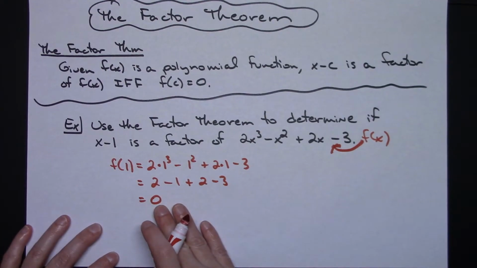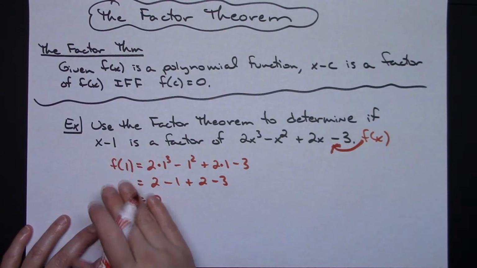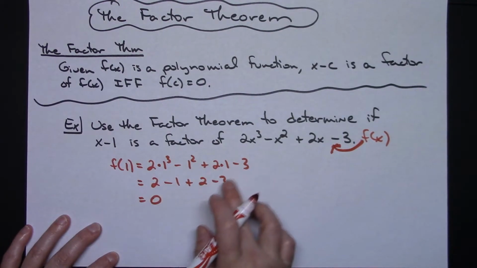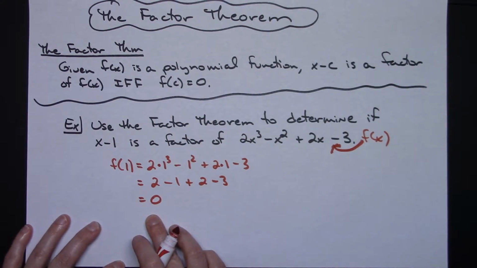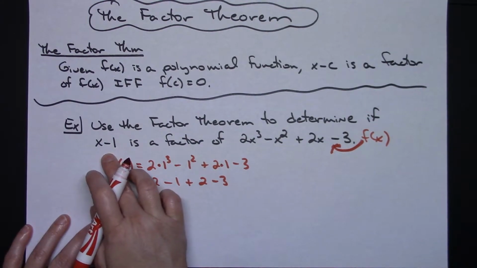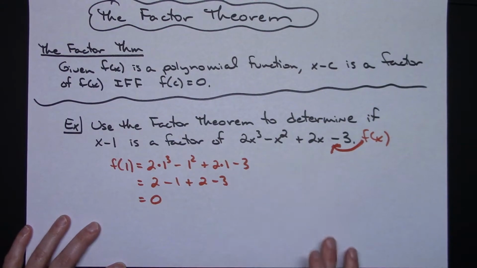Alright, that was a good thing. As long as I get 0 there, then I know this x minus 1 is a factor. If I would have evaluated that and got any other number other than 0, then x minus 1 is not a factor of this polynomial.